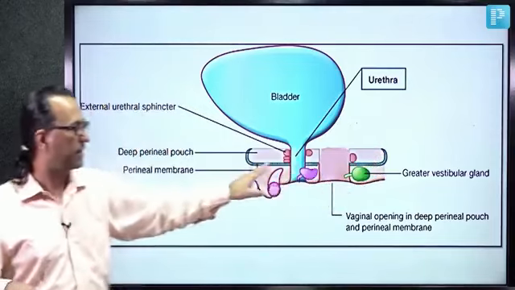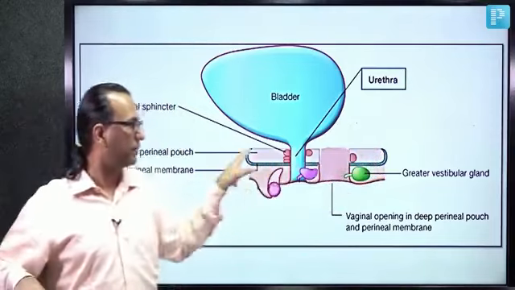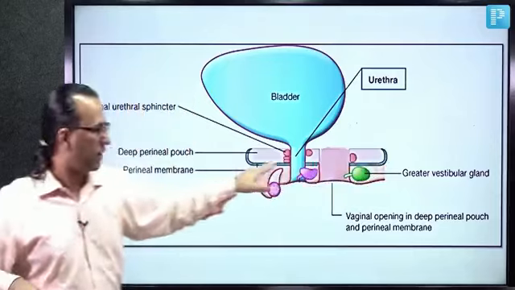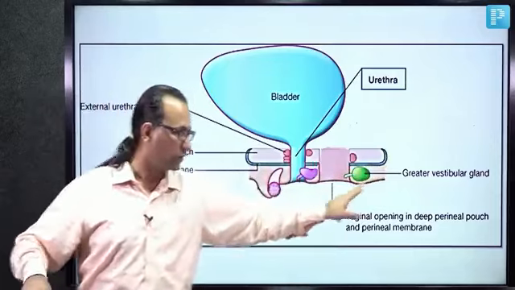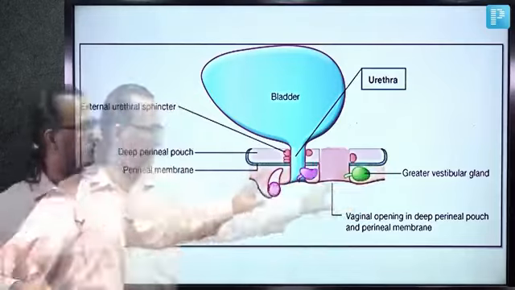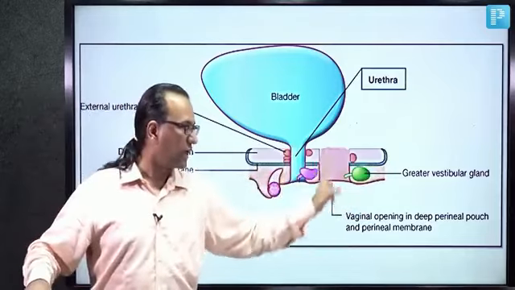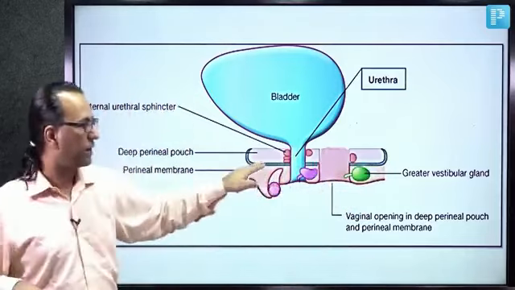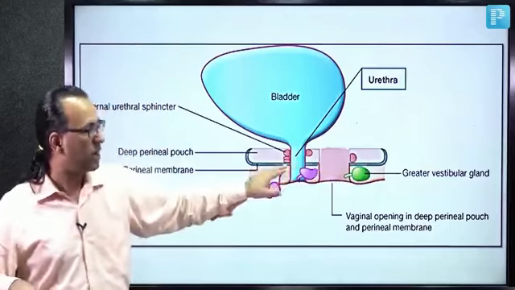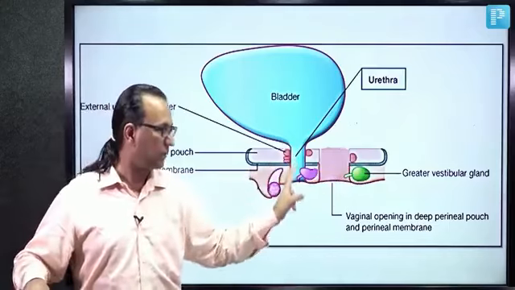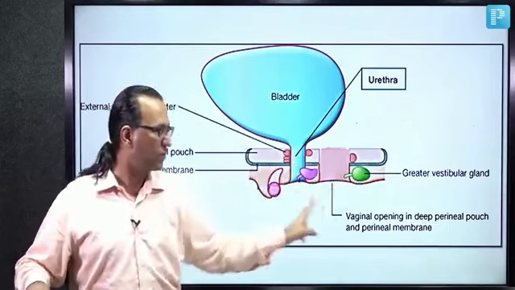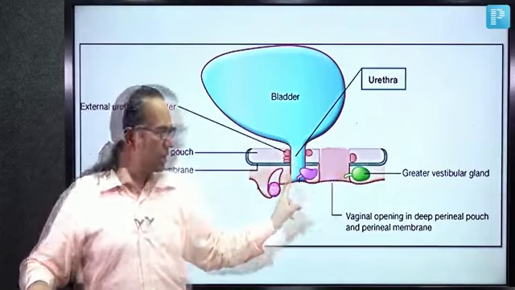membrane. The perineal membrane is actually the floor of the deep perineal pouch, and this perineal membrane is also the roof of the superficial perineal pouch. Passing along with the urethra is also the vagina. Both of them are going to puncture the perineal membrane so that they can come from the deep perineal pouch into the superficial perineal pouch and open into the perineum in the vestibule of the female perineum.